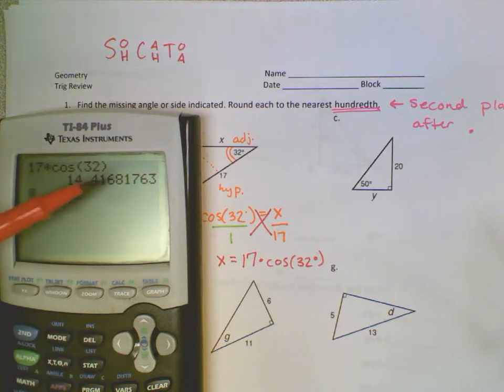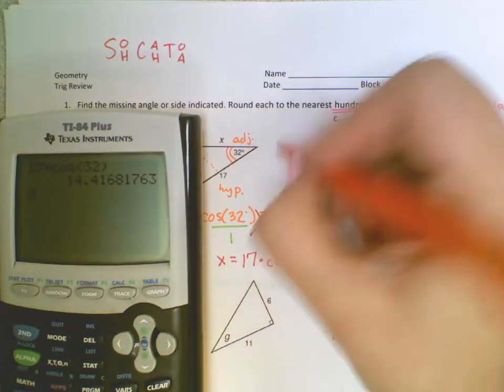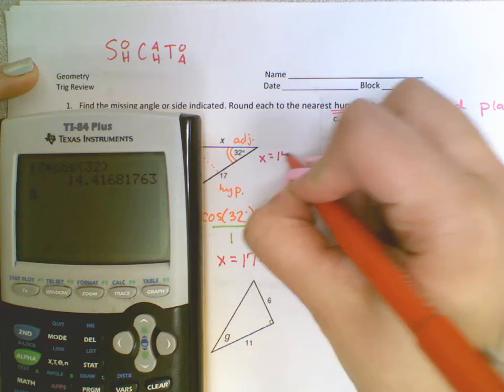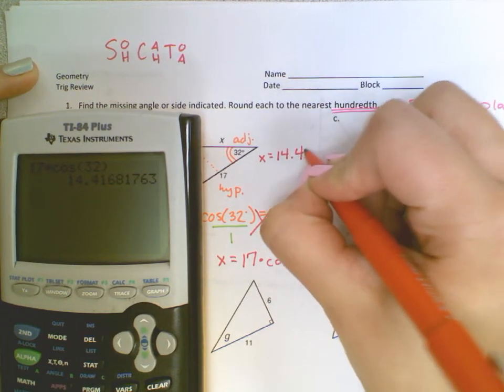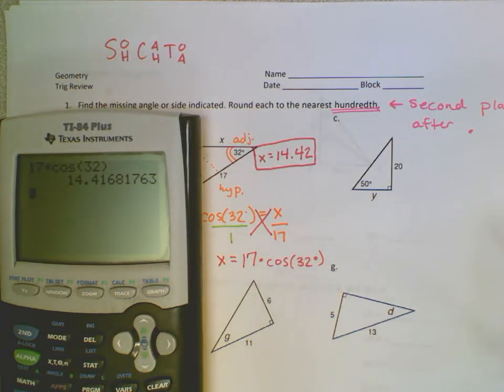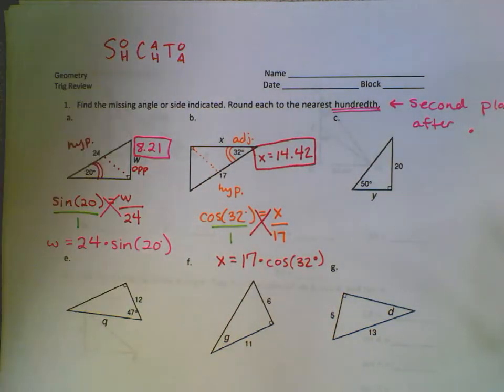If this 6 was a 5, it would also bump. If this 6 was a 4, then this would stay as a 1. We don't ever bump it down. It'll either stay the same or go up. If it's 5 or greater, it goes up. If it's 0 to 4, it'll just stay the same. So x equals 14.42. Again, we were not given units, so that will be your final answer. You could write units on the side if you wanted to.